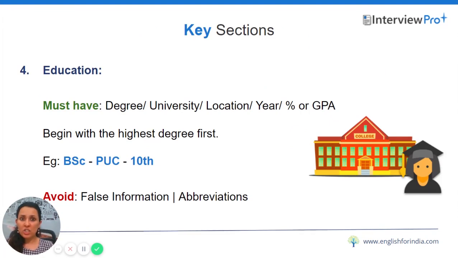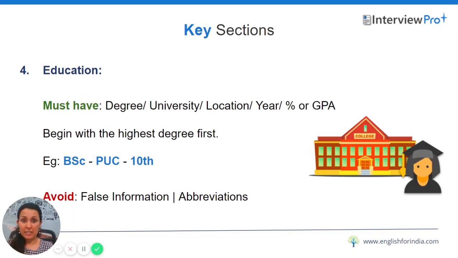Education. Education is a very important field that should be mentioned and highlighted in your resume. Remember, you should always put the highest degree first and then in reverse chronological order put your education. That means to say, if you hold a master's degree, mention that first, followed by your bachelor's, followed by your 12th and then your 10th.